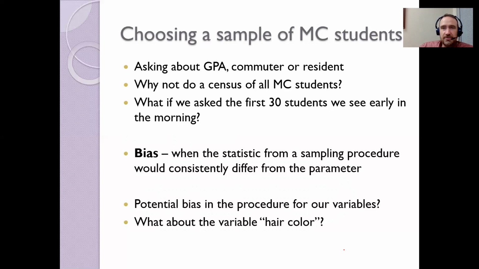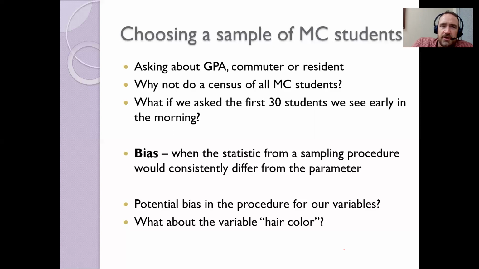So instead, we might try a sample. What if we asked the first 30 students that we saw early in the morning on campus? Let's say we get out to campus early, and we just find the first 30 students we see walking around. Would that be a good way to get a sample of Maryville College students? I encourage you to pause the video and think about whether that would work well or if there'd be any issues.